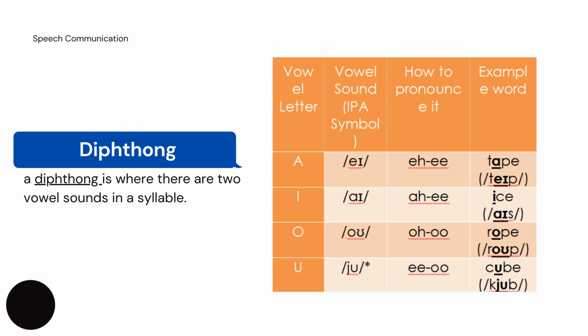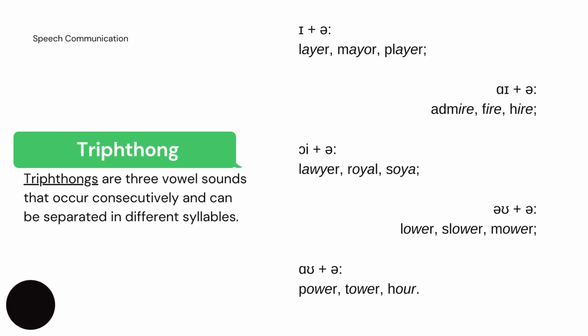So that's how you look for two vowel sounds in a syllable. If you found out that in a syllable there are two vowel sounds, then we call that diphthong. It's a combination of two vowel sounds. And next we have triphthong. In triphthong, from the word itself, we have three vowel sounds in a word, and actually the last vowel on this one is the schwa sound. Schwa sounds are the unstressed vowels or syllables in a word.